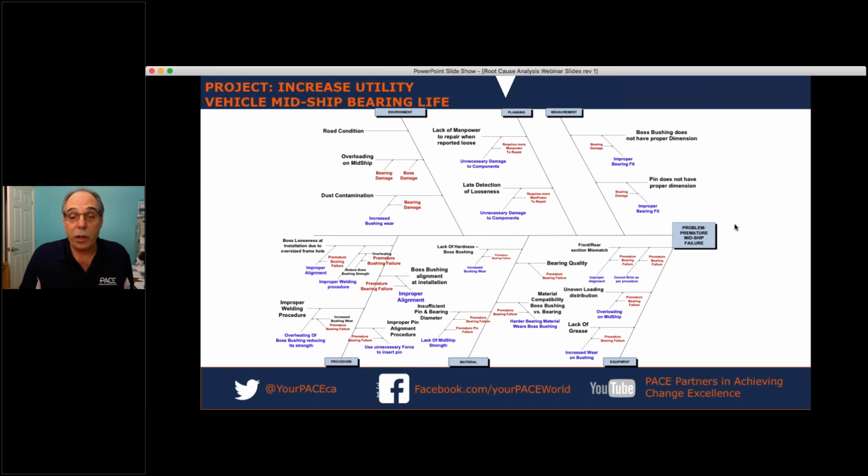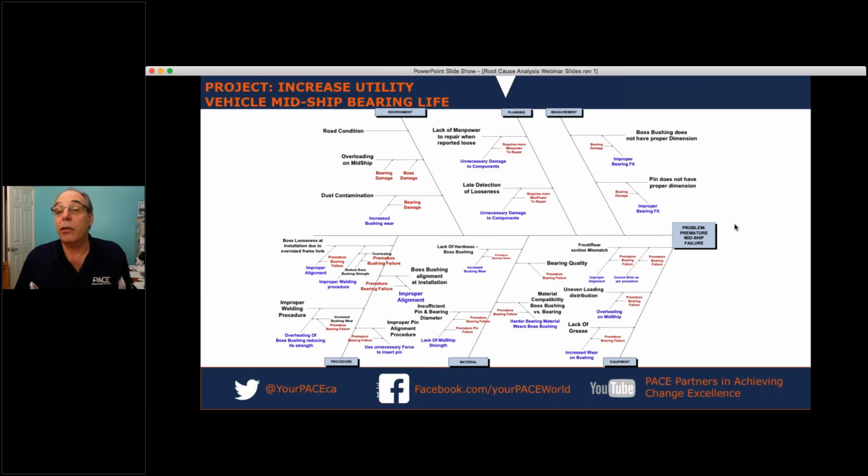If you look under equipment, one of the causes here is front and rear section mismatch. Why is there a mismatch? You'll notice in blue it says improper alignment. Well, why is there improper alignment? Well, the bearing failed prematurely. And if you look at this whole diagram, you'll notice that the bearings look like a major issue, because you'll notice it comes up a lot.